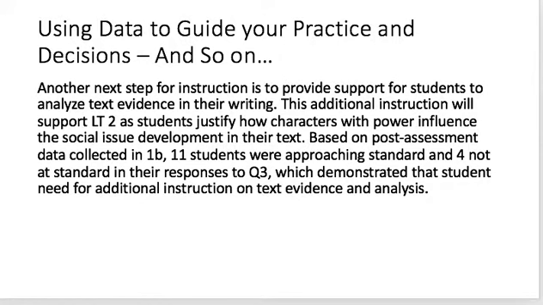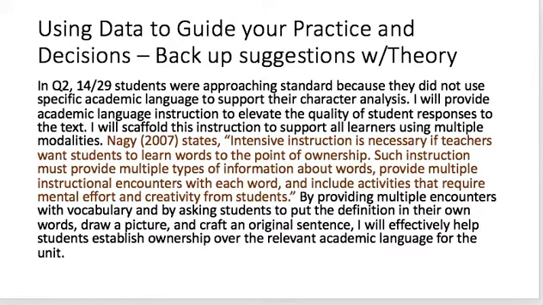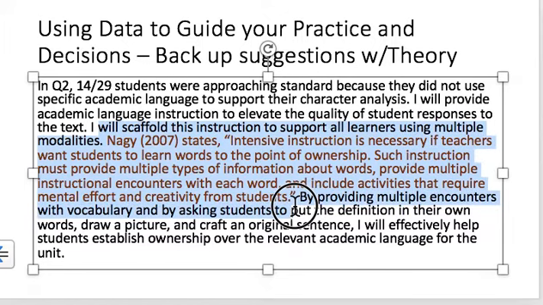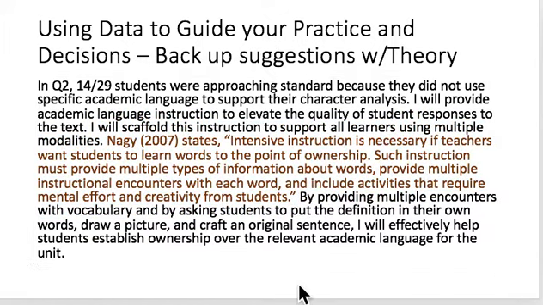More examples here. And then finally we get to the whole idea of making sure you back up things with theory. For every one of these suggestions, there should be some kind of research-based justification. So in question 2, 14 of 29 students were approaching the standard because they did not use the specific academic language to support their character analysis. I will provide academic language instruction to elevate the quality of student responses to the text.